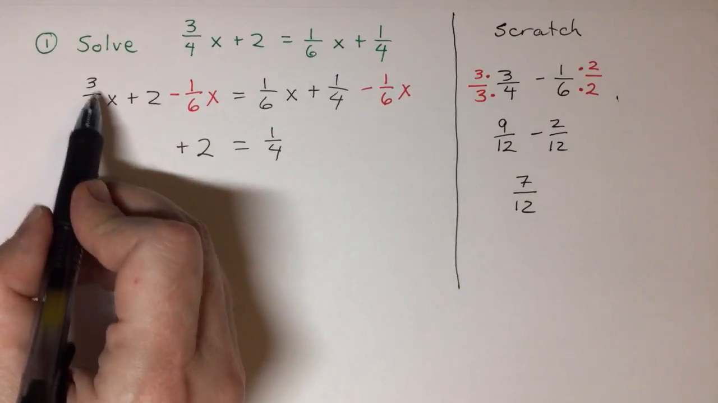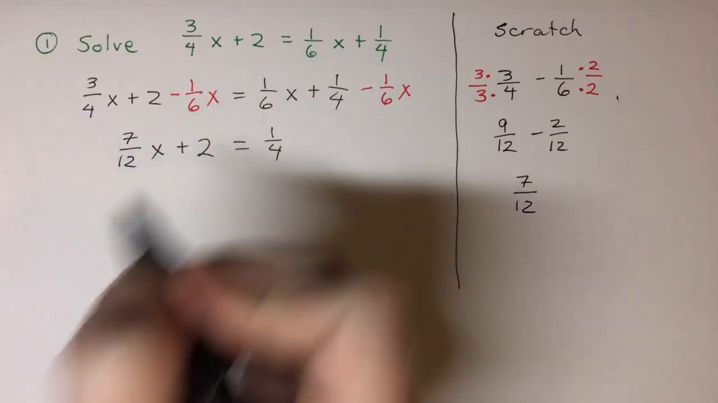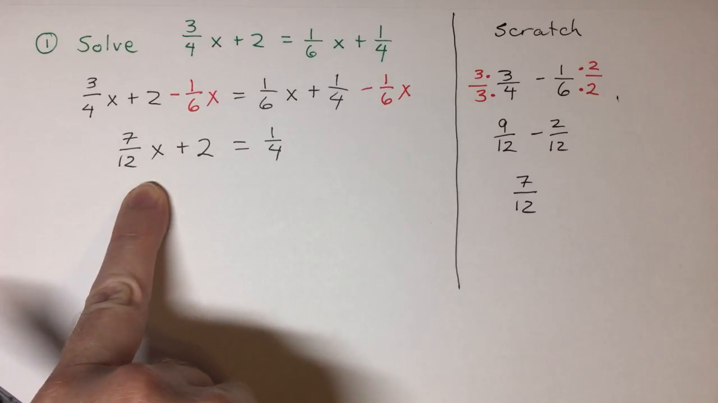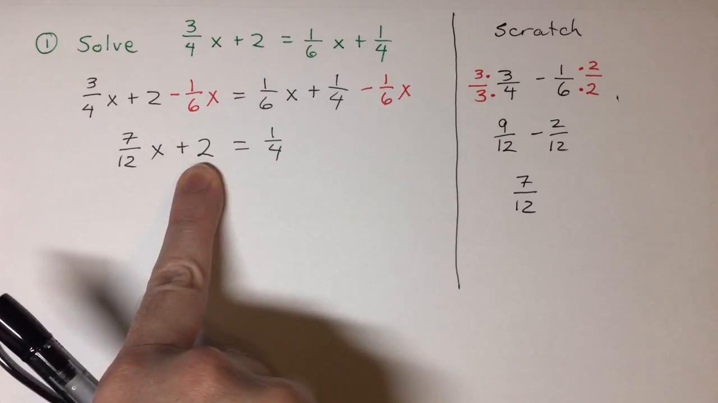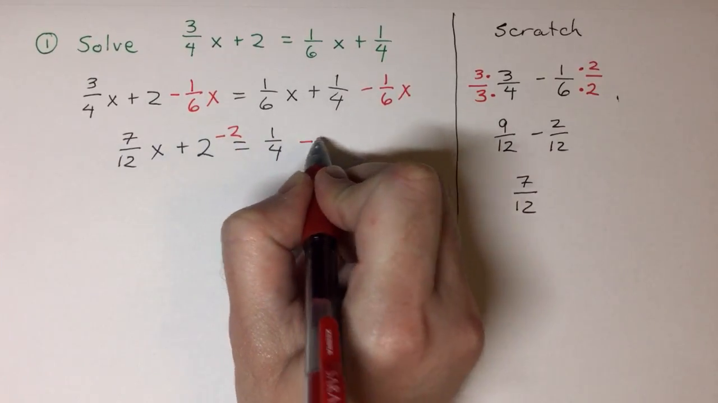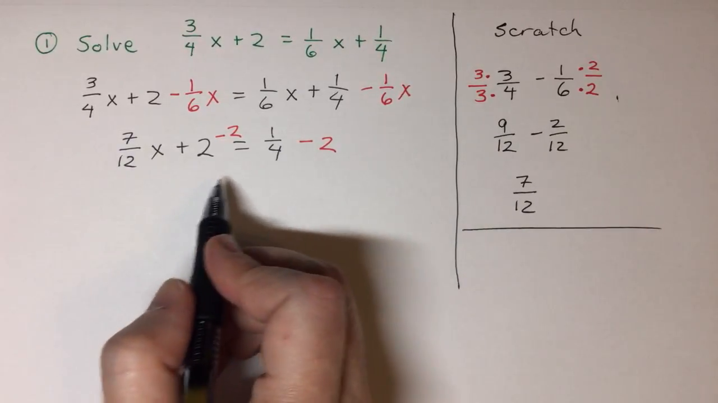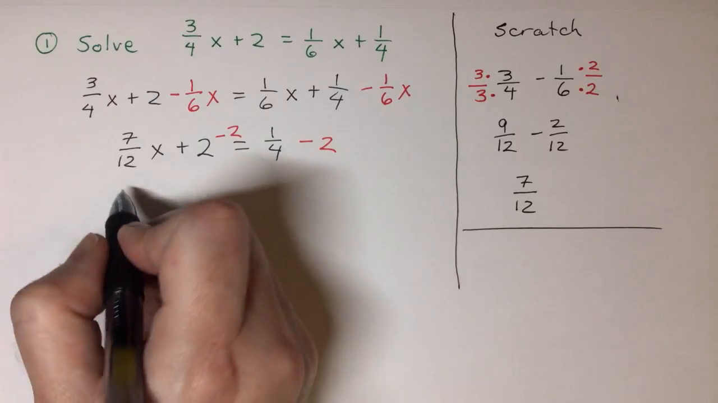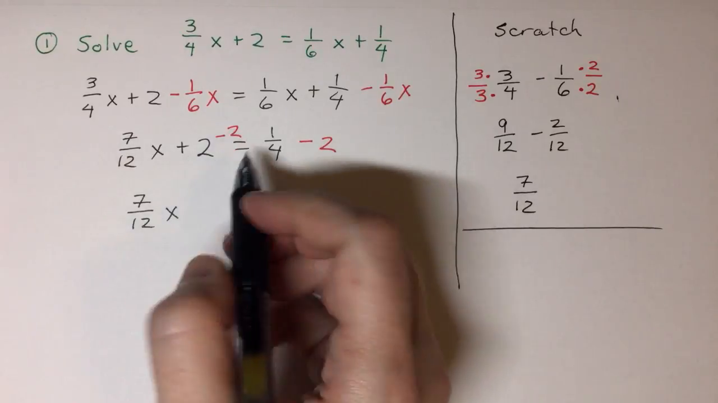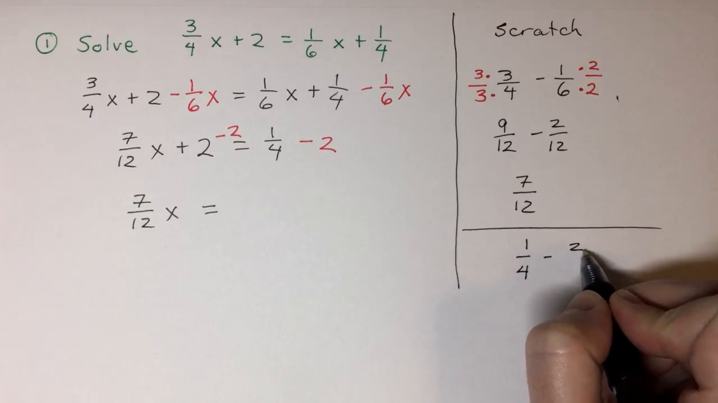Now, this was all this part, 3/4 x minus 1/6 x, and that gives me 7/12 x. Variables are on one side. I need to move my constants to the other, so I need to get rid of this plus 2. I'll get rid of a 2 that was added by subtracting 2 from both sides. Notice how I'm starting to put a few steps together rather than rewriting that a second time. So that's going to give me 7/12 x plus 2 minus 2 is 0 equals, off to the side for my scratch work, 1/4 minus 2.